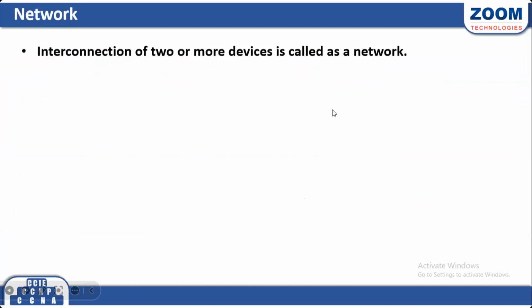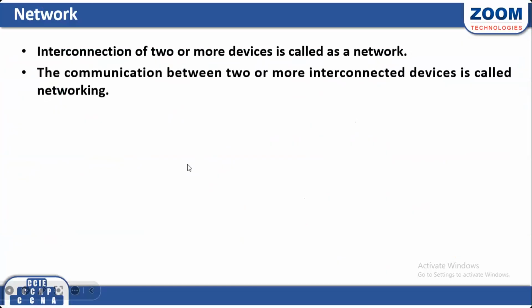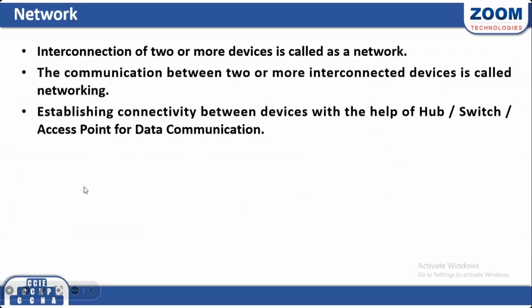And for the routing part here, router configuration, WAN configuration, we have a separate session for each topic here. Static, dynamic routing, like this. So network means interconnection of two or more devices is called a network. And we know it can be wired or wireless here, with cable or without cable, guided or unguided media. So the communication between two or more interconnected devices is called networking, because we know communication means networking. Then internetworking, when you connect different networks.